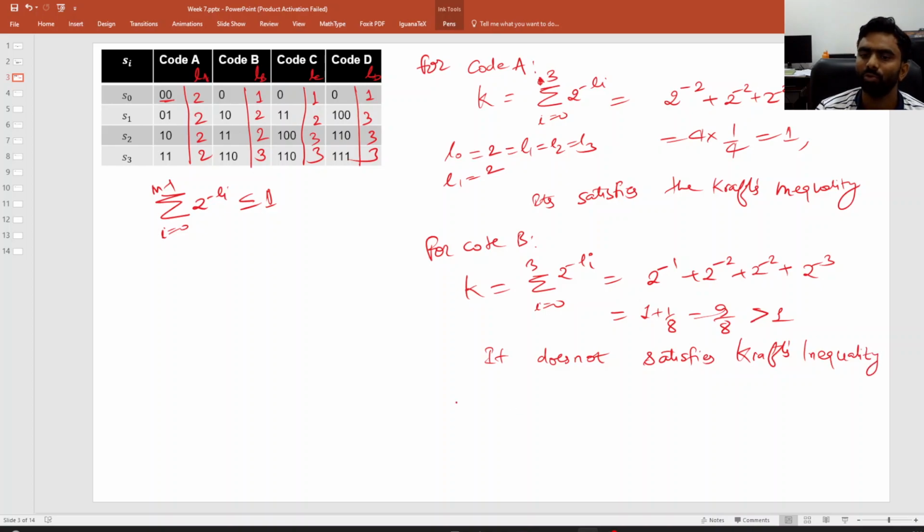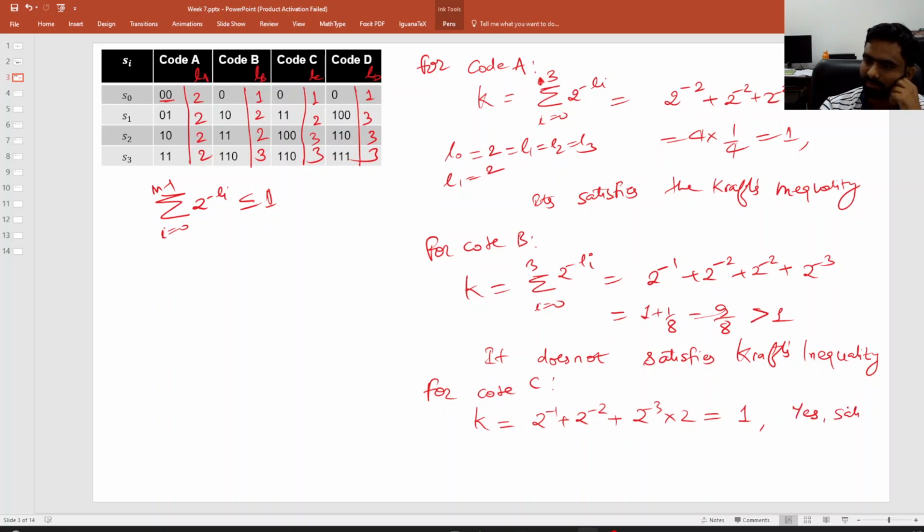Clear? For code C, similarly, has anyone calculated what is the value of K here? What is the value of K here for C? That would be 2 raised to minus 1 plus 2 raised to minus 2 plus 2 raised to minus 3 two times. That would be, I think, 1. So it also satisfies the Kraft inequality. Yes, it is fine.